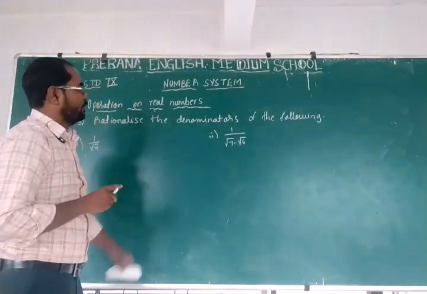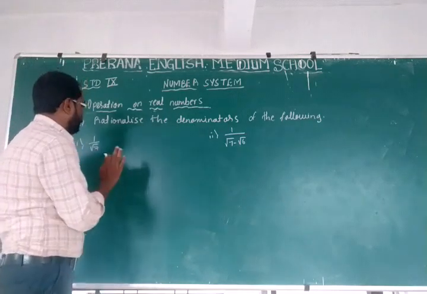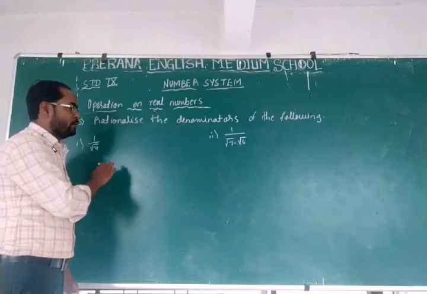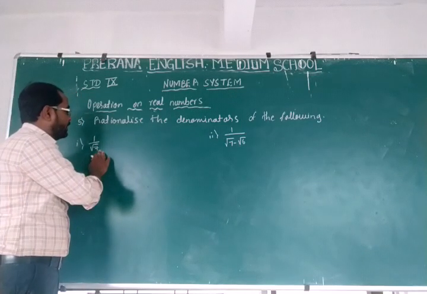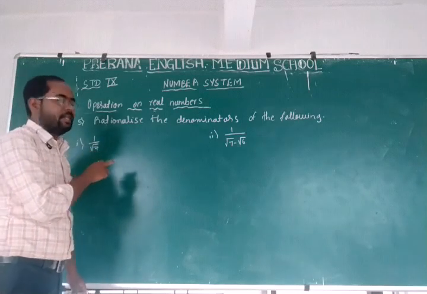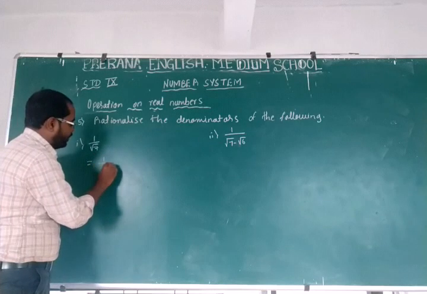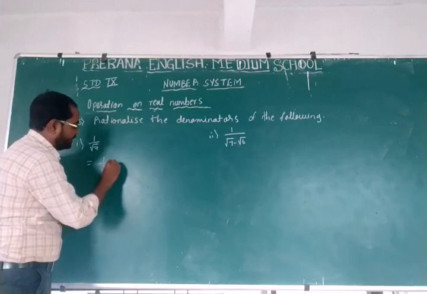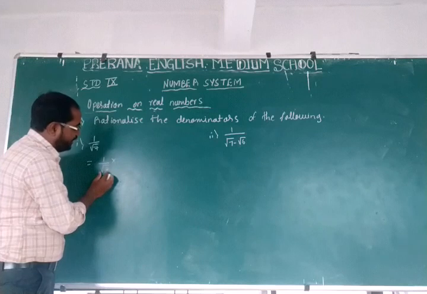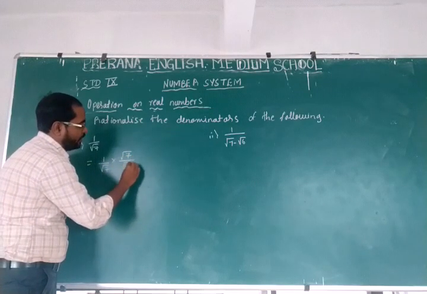Rationalize the denominators of the following. So you have to rationalize and solve. What is the rationalizing factor of root 7? Whatever the denominator is, you multiply it to the numerator and denominator when it is a single term in the denominator. So how do you rationalize here? 1 by root 7, you write as it is, into the denominator, root 7. So the rationalizing factor will also be root 7 here.